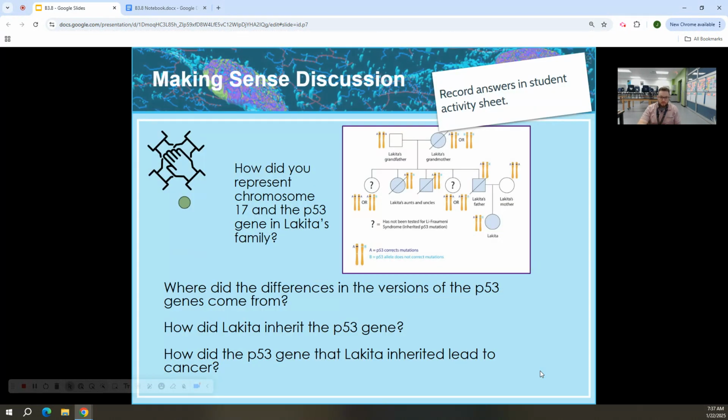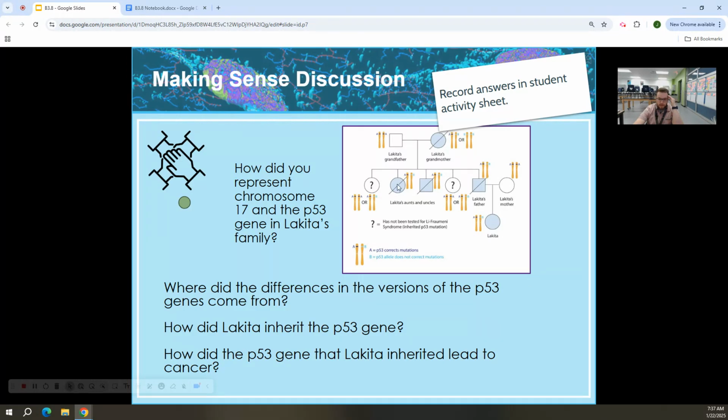Okay, so you should have your model completed for the entire pedigree, and it should have been checked off by me. And now we're going to answer these making sense questions, again recording answers in the student activity sheet. Okay, so how did you represent chromosome 17 and the p53 gene in Lakita's family?